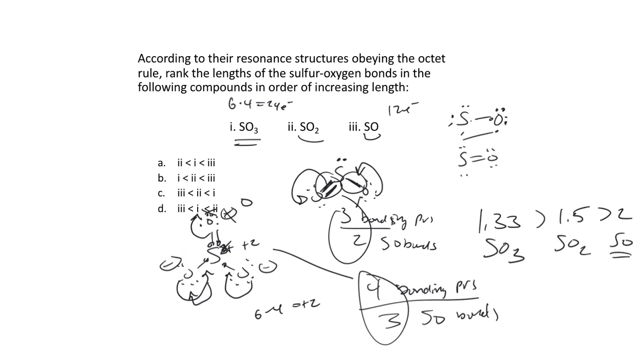So 4/3 is a lower bond order, so a longer bond. The double bond is the shortest here. In terms of the numbers, once it's in increasing order, SO3 is the longest, SO2 in the middle, and then the shortest being SO.